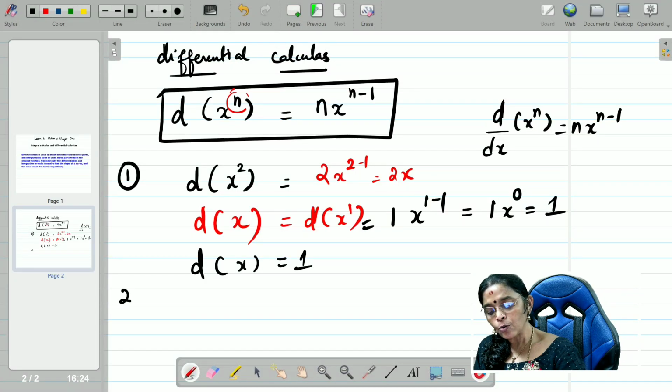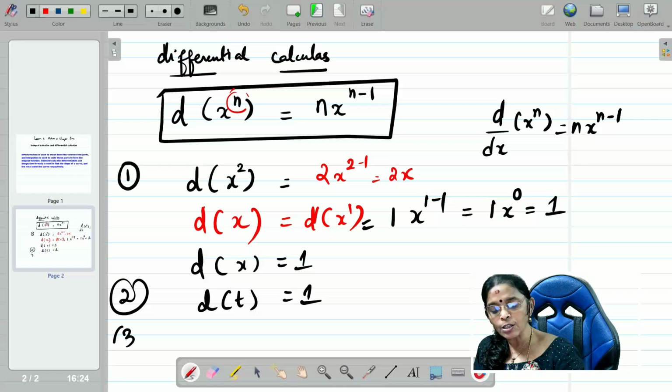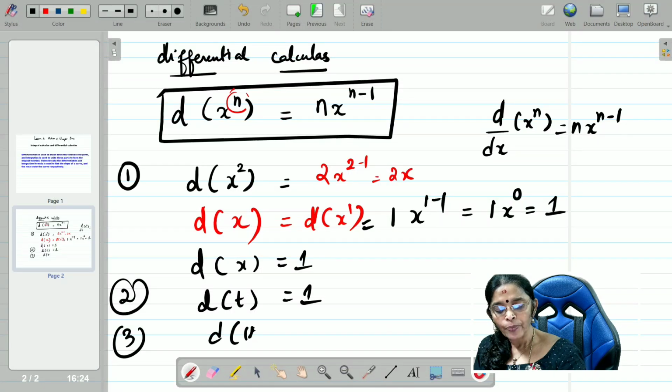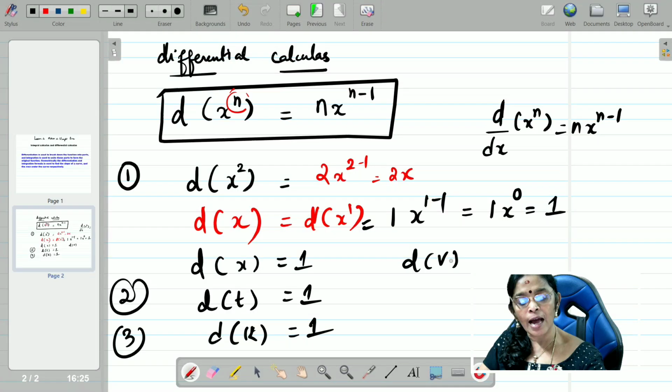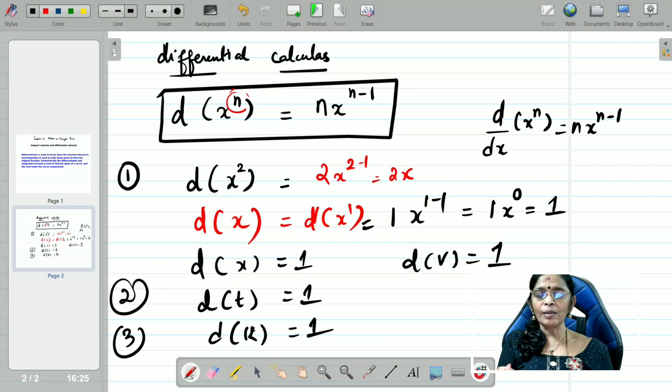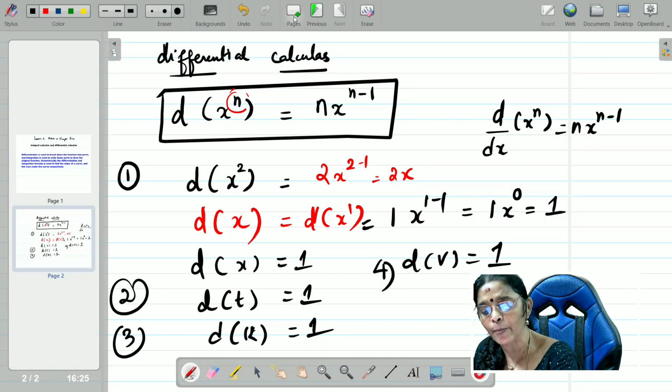Suppose if I write what is differential of t with respect to time, that is equal to 1. What is differential of k with respect to k, that is equal to 1. Differential of v with respect to v, that is equal to 1. Likewise, very simple. So I have given you 4 questions. So now some more questions we'll see. Very simple, children. So keep it in mind.